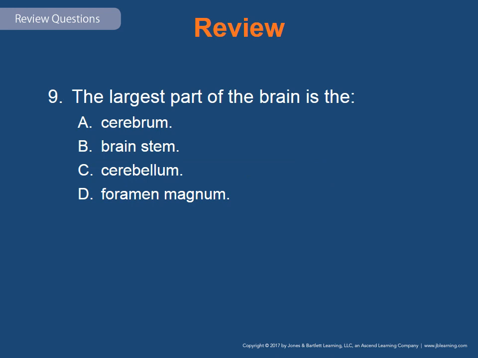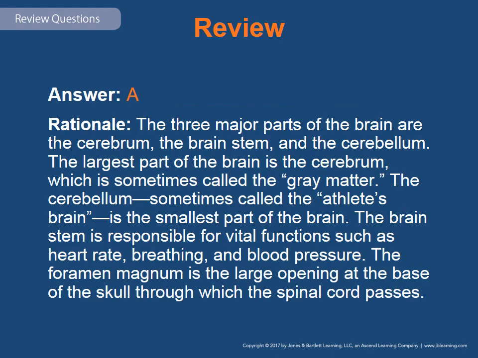The largest part of the brain is the cerebrum, brainstem, cerebellum, or foramen magnum. A. The three major parts of the brain are the cerebrum, the brainstem, and the cerebellum. The largest part of the brain is the cerebrum, which is sometimes called the gray matter. The cerebellum, sometimes called the athlete's brain, is the smallest part of the brain. The brainstem is responsible for vital functions such as heartbeat, breathing, and blood pressure. The foramen magnum is a large opening at the base of the skull through which the spinal cord passes.